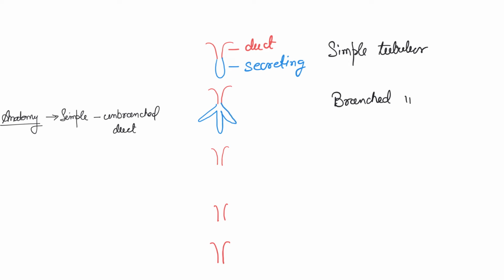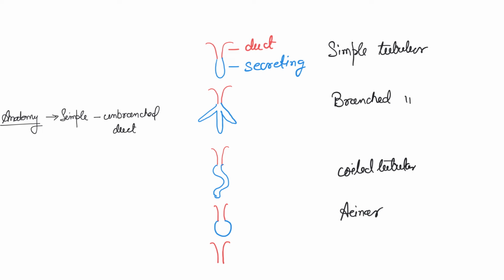The next is simple coiled tubular. That simply means that the secretory part would be a tube, but the tube would be slightly coiled in nature. Now, the next category is simple acinar. Acinar means at the end you have a grape-like collection of cells, right? And this grape-like collection of cells is going to give the secretion.